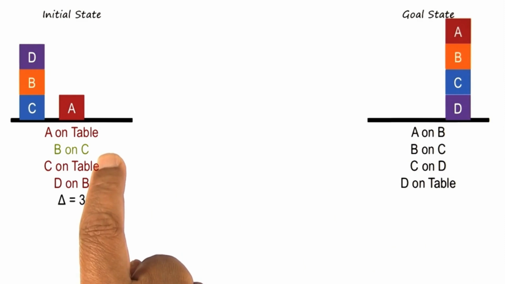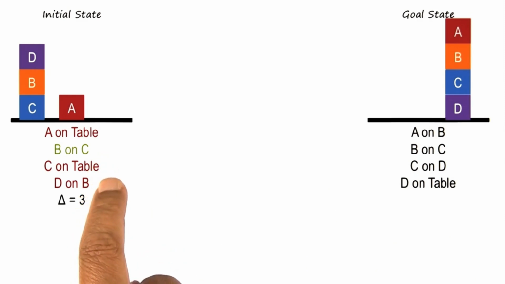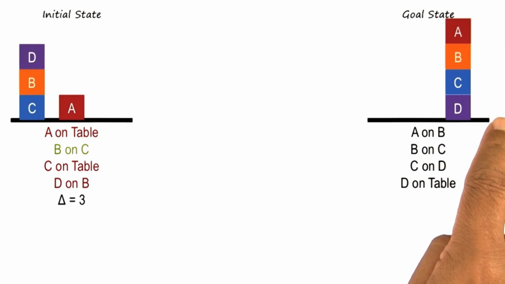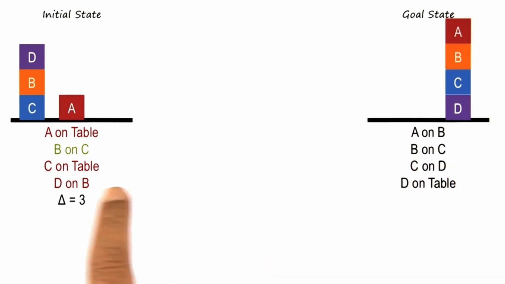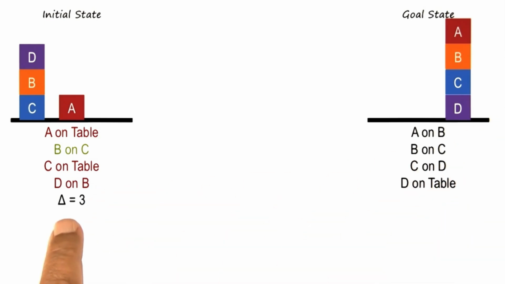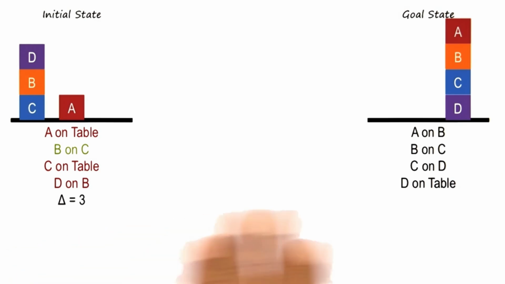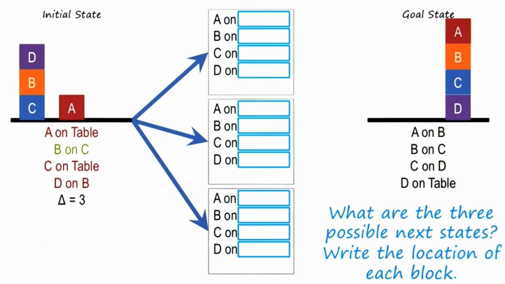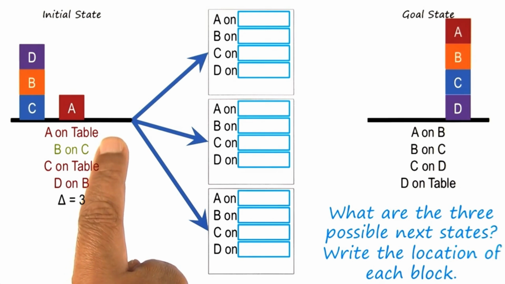B is on C, that's not a difference. C is on the table, C is on D here, D is on B, D is on the table here. So there are 3 differences. So this is a heuristic measure of the difference between the initial state and the goal state. Once again, we assume that the AI agent can move only 1 block at a time.